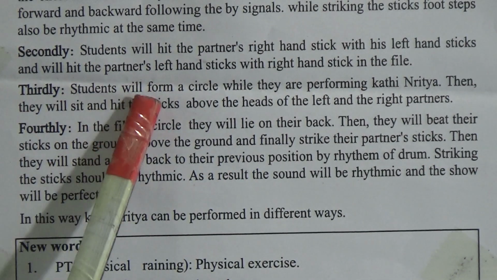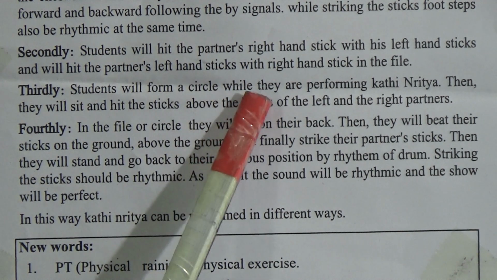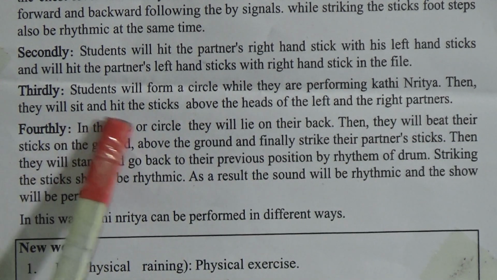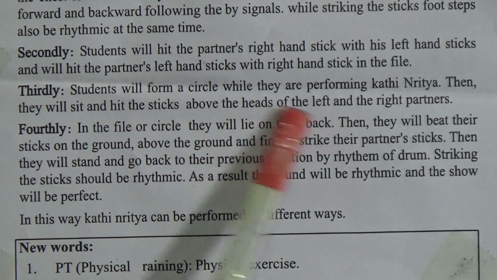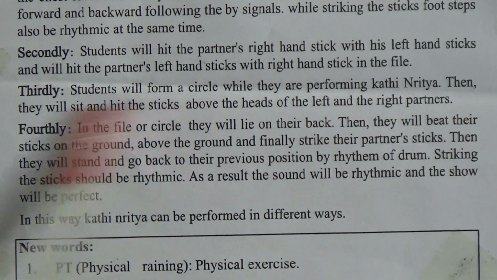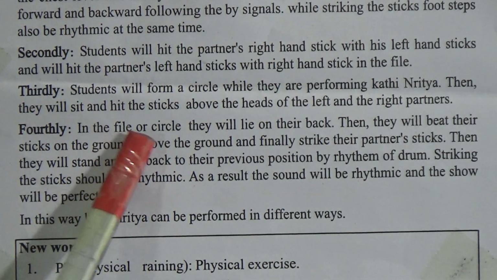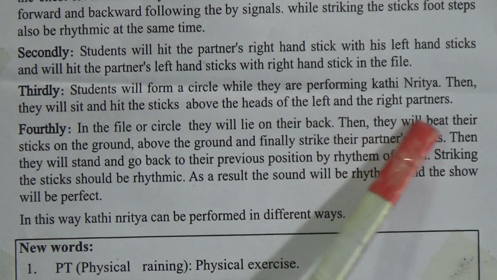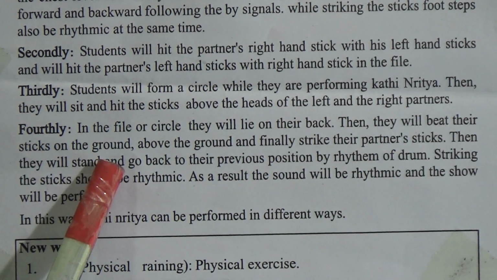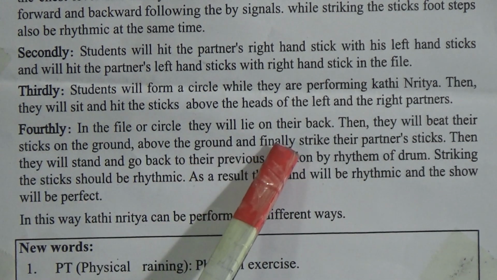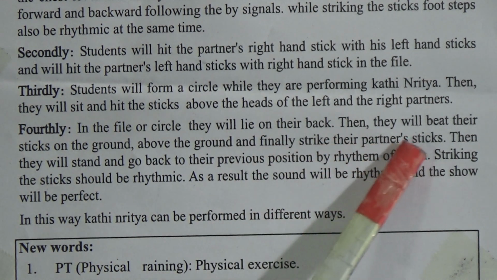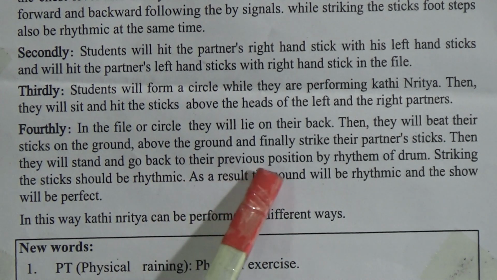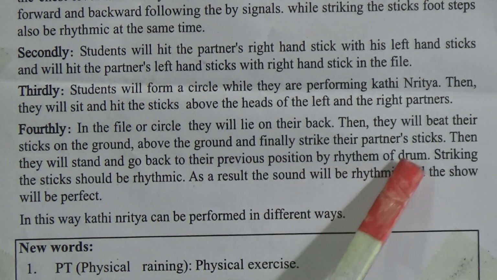Thirdly, students will form a circle while they are performing Kathi Nritya. Then they will sit and hit the sticks above the heads of the left and the right partners. Fourthly, in the file or circle, they will lie on their back. Then they will beat their sticks on the ground, above the ground, and finally strike their partner's sticks. Then they will stand and go back to their previous position by rhythm of drum.